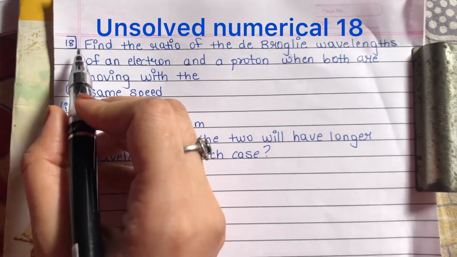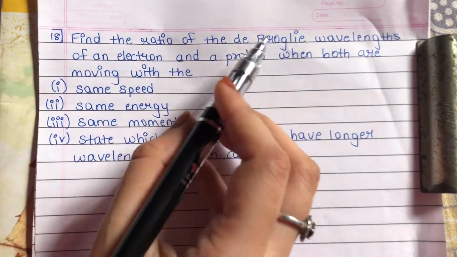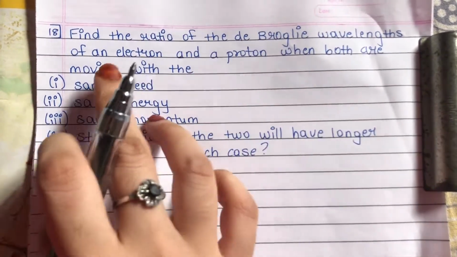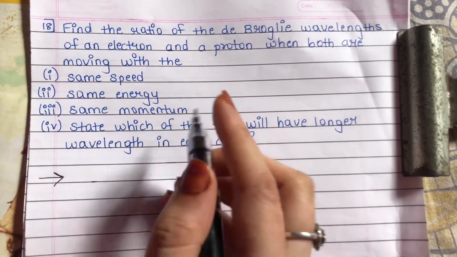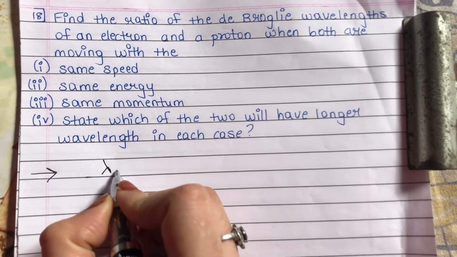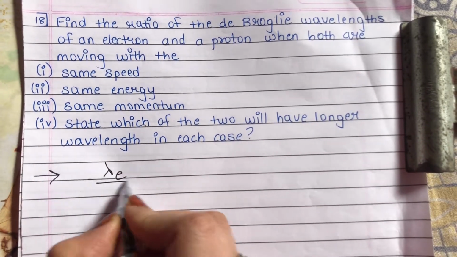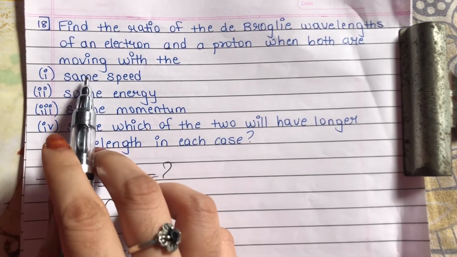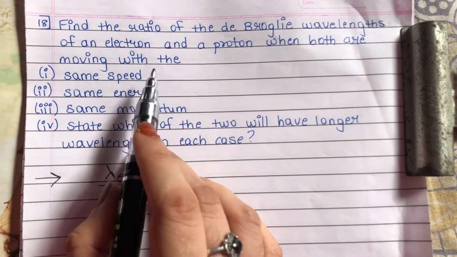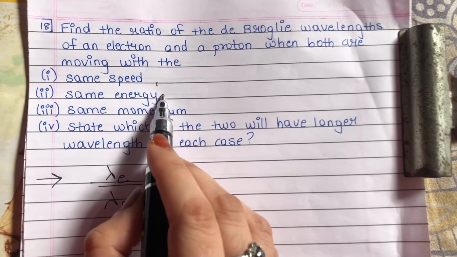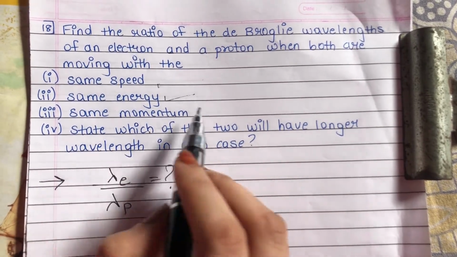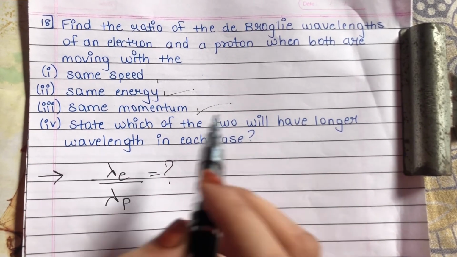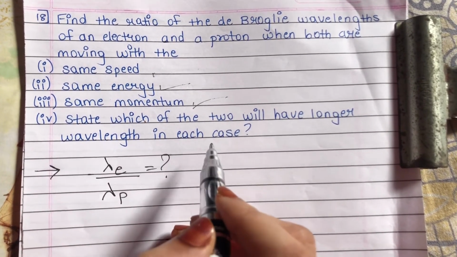Okay, starting with numerical number 18. Find the ratio of the de Broglie wavelengths of an electron and a proton when both are moving with, first, the same speed; second, the same energy; third, the same momentum. Fourth, state which of the two will have longer wavelength in each case.